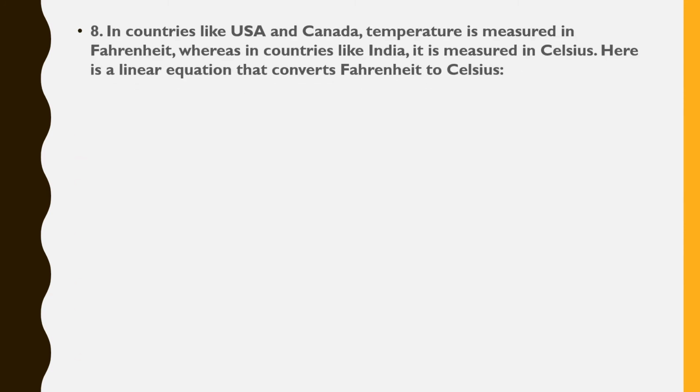Next question. In countries like USA and Canada, temperature is measured in Fahrenheit, whereas in countries like India, it is measured in Celsius. Here is a linear equation that converts Fahrenheit to Celsius: F equals 9 by 5 C plus 32. This is a linear equation in two variables. Here you can see that there are two variables, F and C.